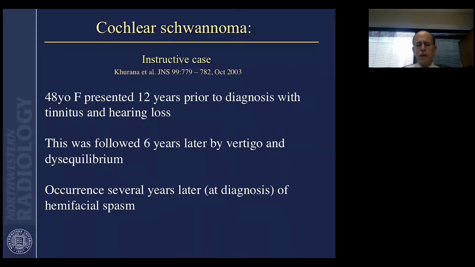This is a case that I took from the neurosurgical literature just to illustrate a point. This was a 48-year-old woman who presented 12 years prior to the diagnosis with tinnitus and hearing loss, followed 6 years later by vertigo and disequilibrium, and followed ultimately years later with hemifacial spasm. This is a neurosurgical paper that I think points out how the radiologists who read the studies initially, and probably the neurosurgeons were looking at them too, missed the diagnosis until very late.